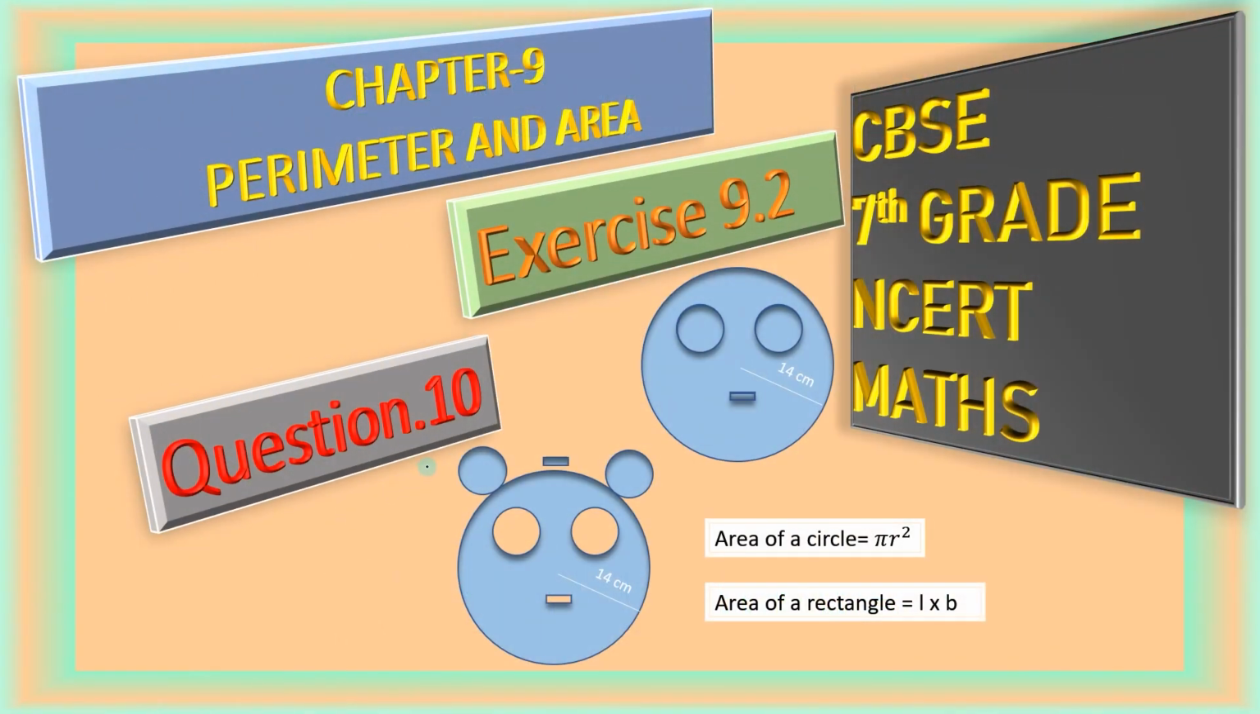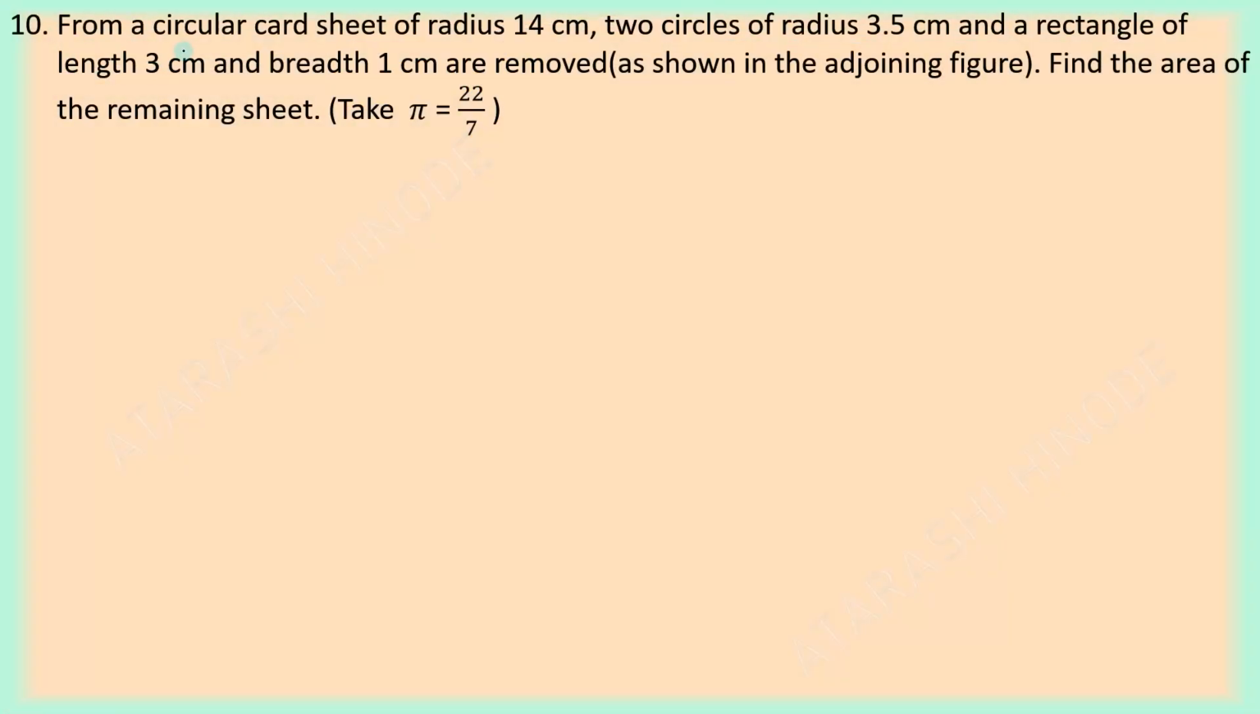Today we are going to do the 10th question of exercise 9.2, 7th grade CBSE NCERT Maths. The question is, from a circular card sheet of radius 14 cm, two circles of radius 3.5 cm and a rectangle of length 3 cm and breadth 1 cm are removed. Find the area of the remaining sheet.